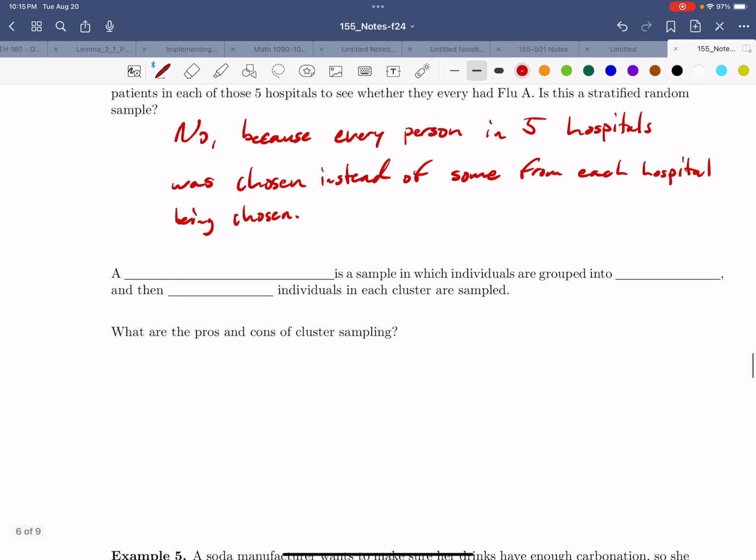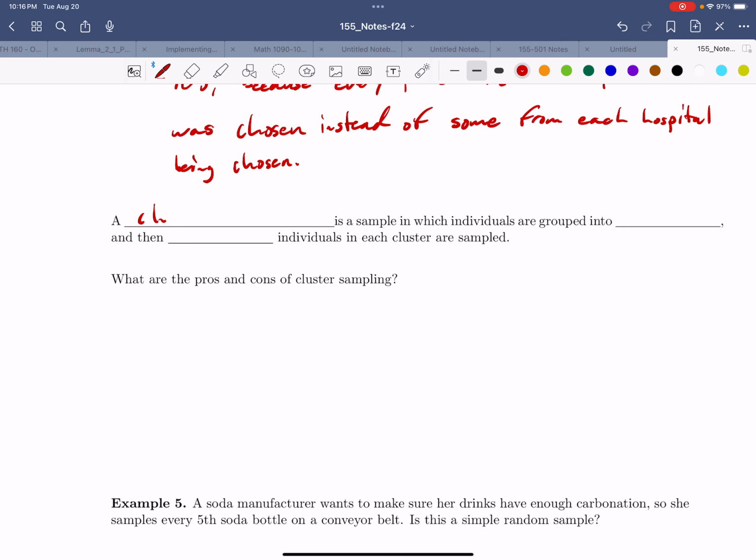Okay? So this is what's called a cluster sample. Right? A sample in which individuals are grouped into, well, clusters. And then all individuals in each cluster are sampled. So we can think about the pros and cons of cluster sampling.